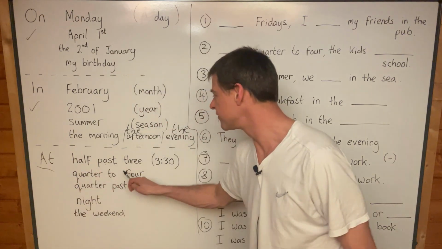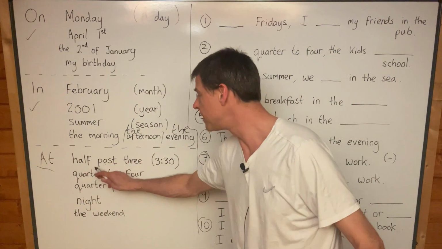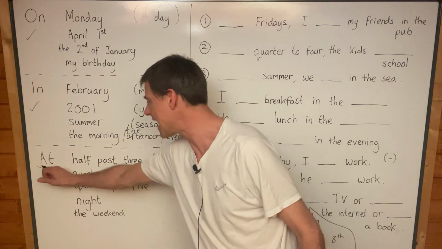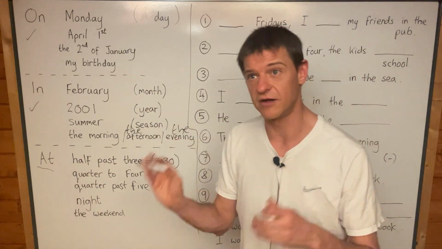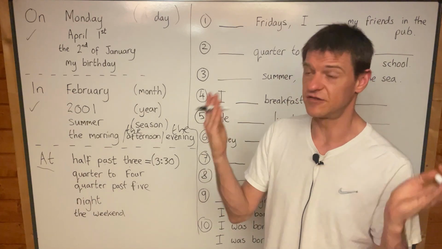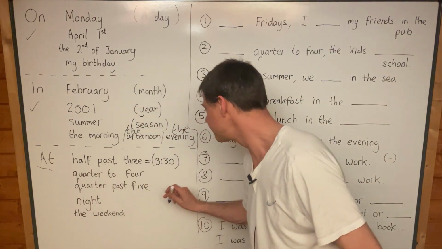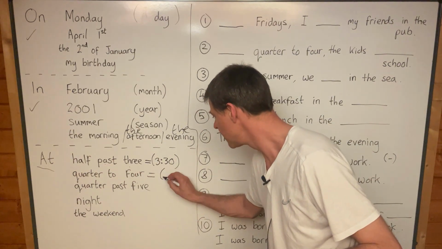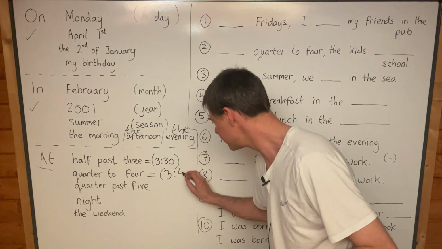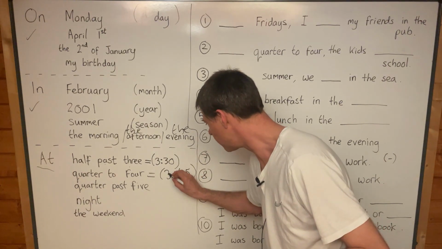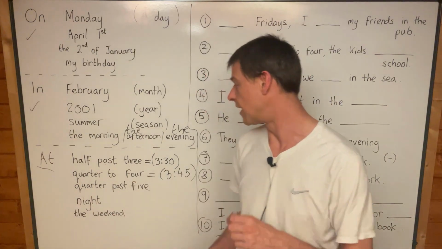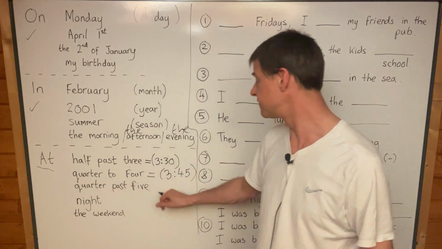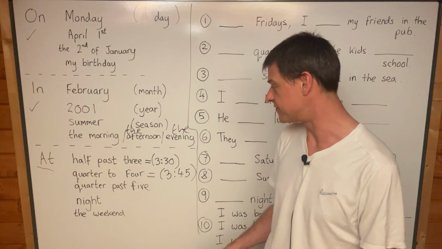At 3:30. Remember, 3:30. And we say at 3:30. So at 3:30, I teach a student. At 3:45. Remember, quarter to 4 means 3:45. So, children finish school at 3:45.